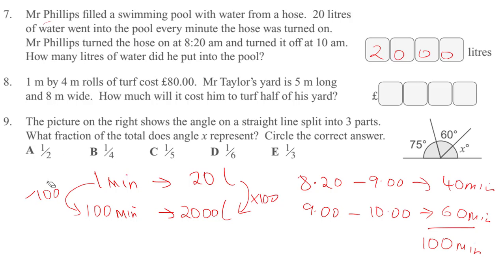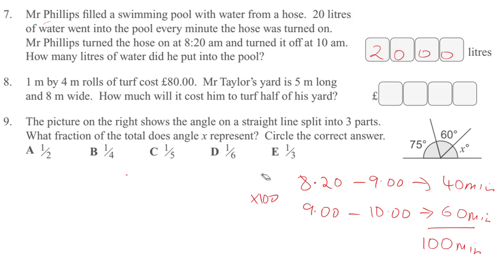Okay, question 8. 1 meter by 4 meter rolls of turf cost 80 pounds. Miss Taylor's yard is 5 meters long and 8 meters wide. How much will it cost to turf half of the yard?